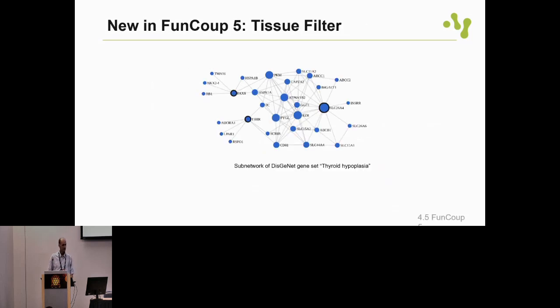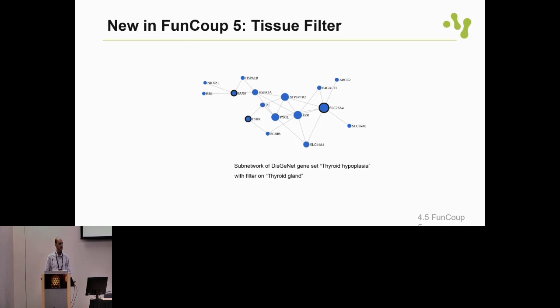And there's also an addition for when you're a biologist and you want to study the network in a particular tissue. This, for instance, is the network that comes out of querying FunCoup with this gene set, thyroid hypoplasia. But some of these genes are not expressed in the thyroid, so they're not that relevant for this particular query. You can filter it, for instance, for thyroid gland genes, and then you get only the subnetwork that's relevant in that tissue.